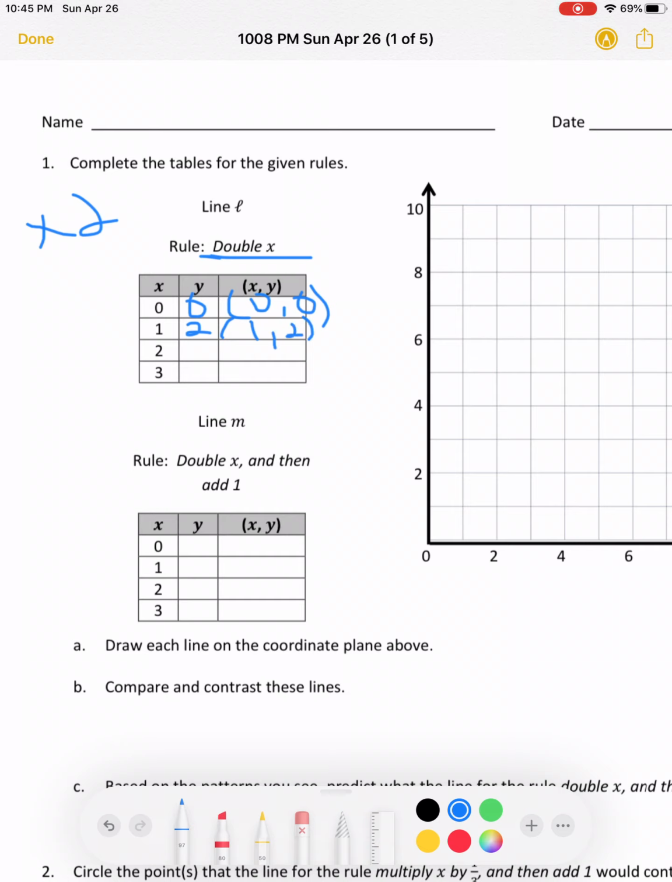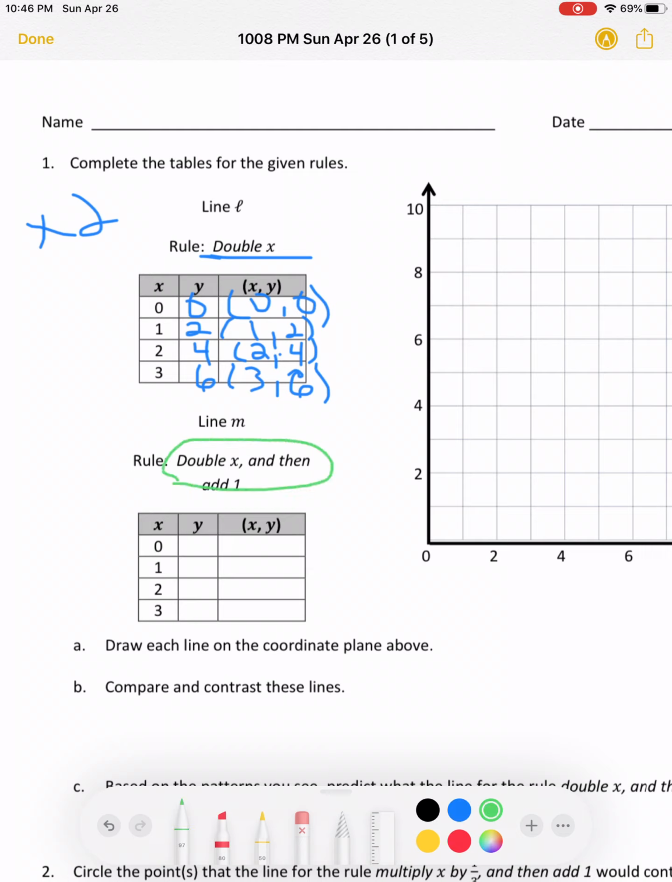All right, next one, 2. Double the 2 is the rule, so let's double the 2. 2 times 2 equals 4. And I'm going to write the coordinate pair here. Don't forget to write your coordinate pair. X is always first. And then the last one, 3. We double 3. 3 plus 3 is 6, or we can say 3 times 2 equals 6. And our coordinate pair is 3, 6. All right, they want us to plot, but since I have the page enlarged, let's go to the next rule.